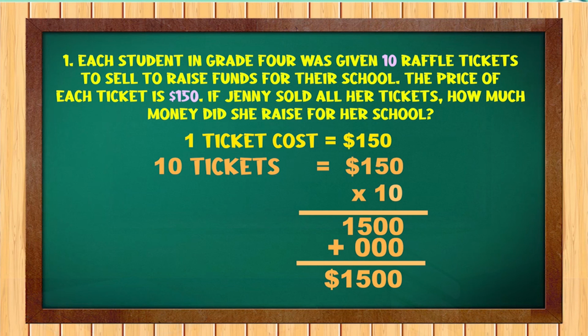In the hundreds place, we have 5 plus 0, we get 5. And in the thousands place, we have 1. So when we bring down that 1, because we're not adding it to anything, we have $1,500. So $1,500 was the amount of money that Jenny raised for her school. I want you to take a few seconds and look at that problem and how it was solved.